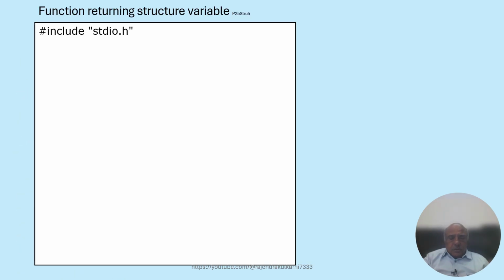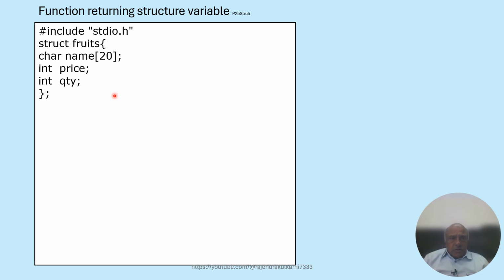for utilizing the structure variables. In the previous program, in the previous slide, what we saw is how structure elements or variables are passed to the function. In this program, what we are going to see is how a function returns a structure variable.